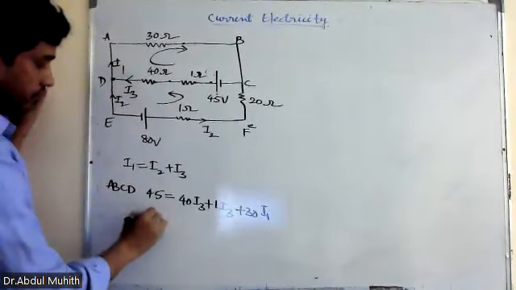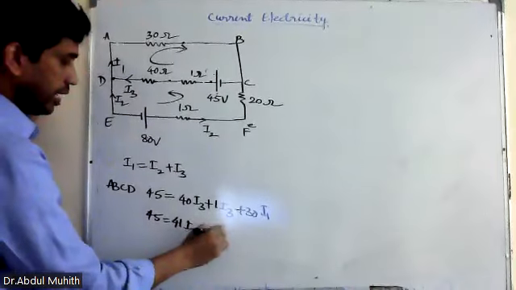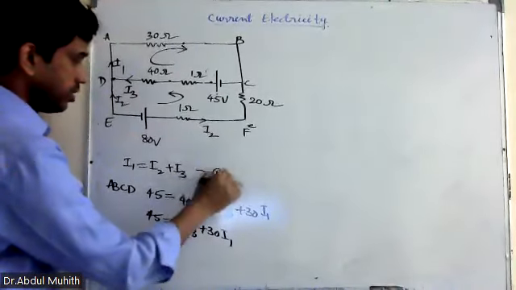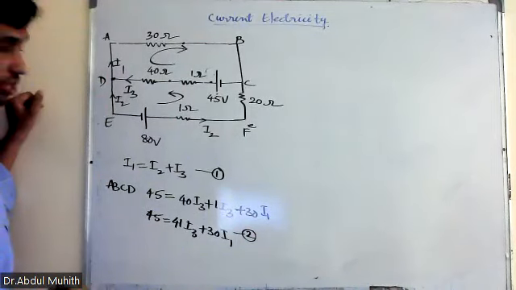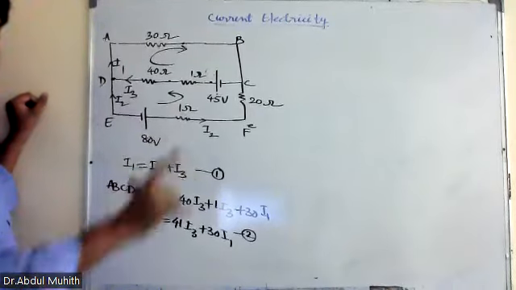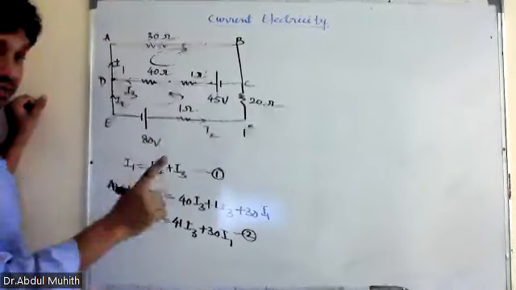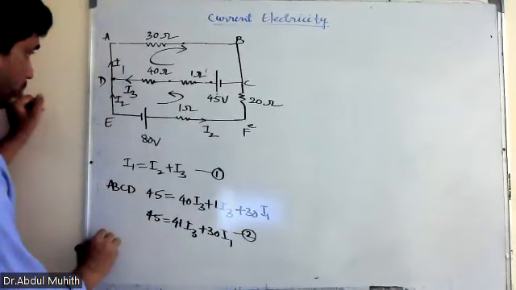So I'm writing here 45 is equal to what? 41 I3 plus 30 I1. This is the first equation. This is the second equation. Each equation carries half mark. So half, half, and half. Then answers each one half mark. Total I1, I2, I3 will give half mark. Total 3 marks.